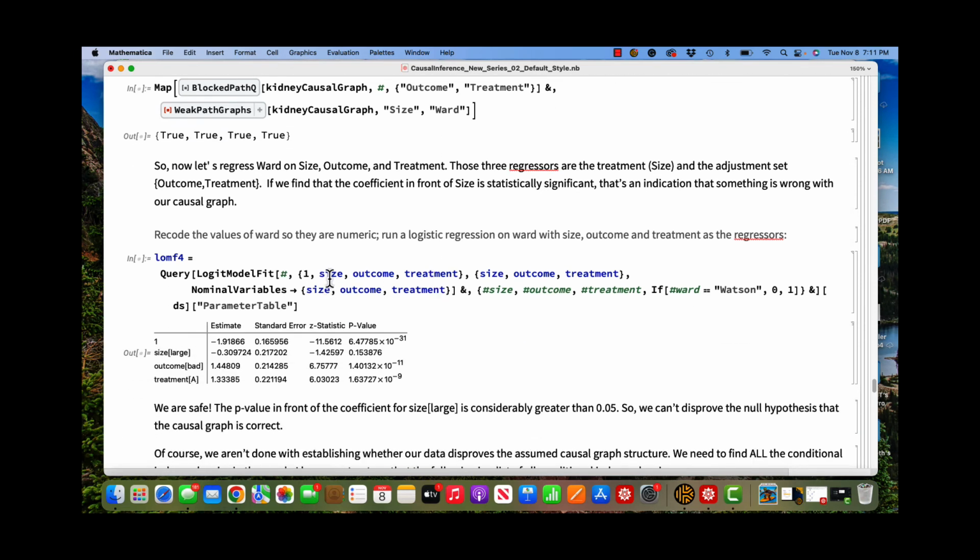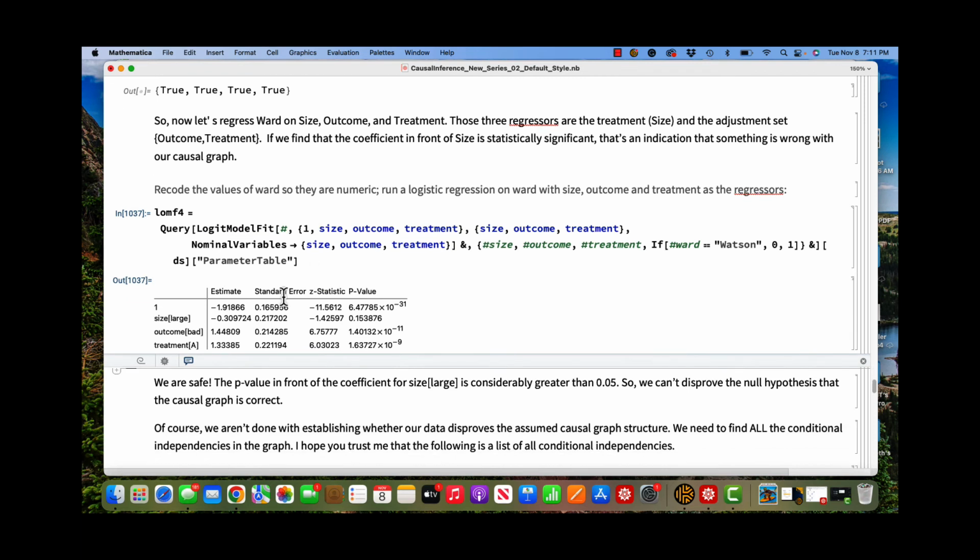If we do this here, let's actually do it. We're going to regress ward, which I'm going to turn into a number, based on size, outcome, and treatment. And we will do our logit model fit here. And what we're going to see is that the p-value in front of size, which is what we care about, is 0.15. And so you can't really say that it's non-zero. And so essentially we can't disprove the null hypothesis that the causal graph is correct.